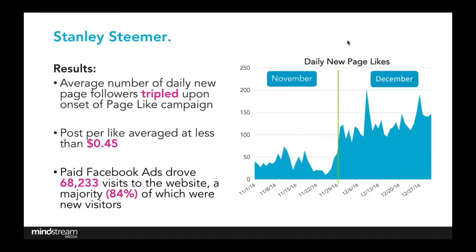And then again, we can apply this also to our display campaign. So that 45 cents, less than 45 cent average, is really, really impactful because of how valuable this audience is that's opting in to engage with us. It also drove over 68,000 visits to the website, and over 84% of these were new. So again, getting new people in the top of the funnel efficiently and effectively, and being able to re-engage with them throughout time.